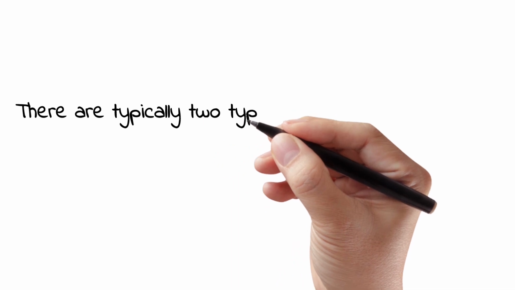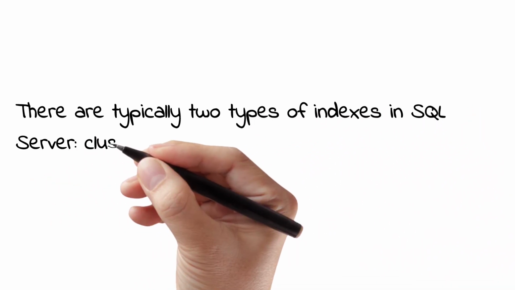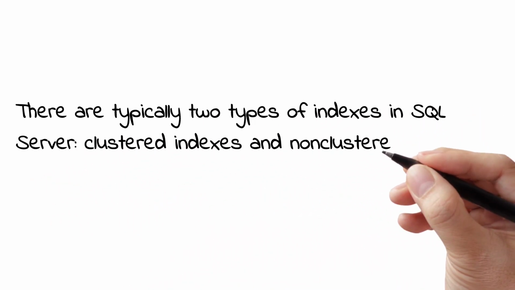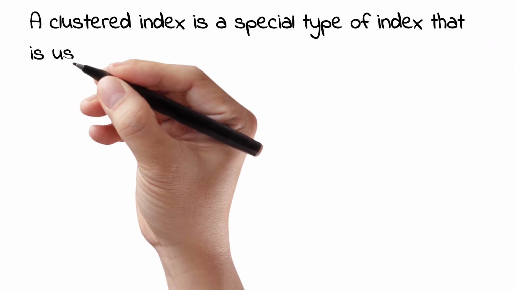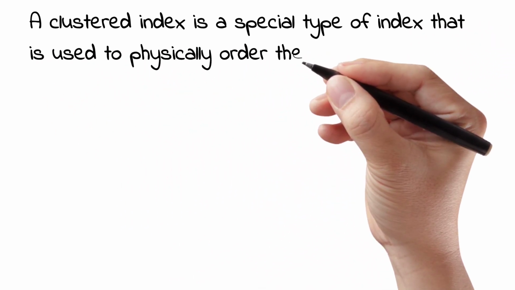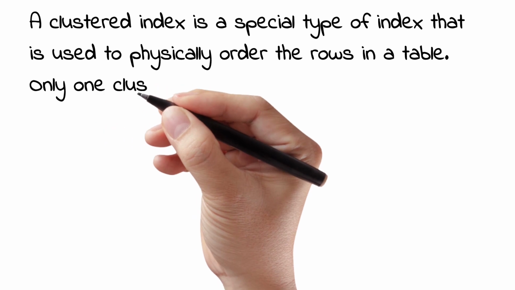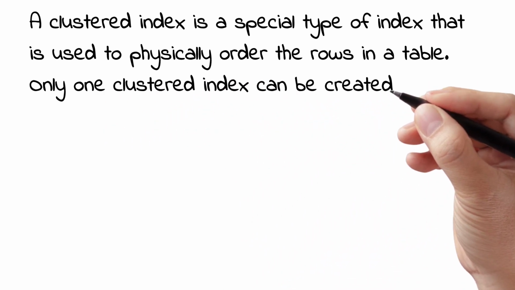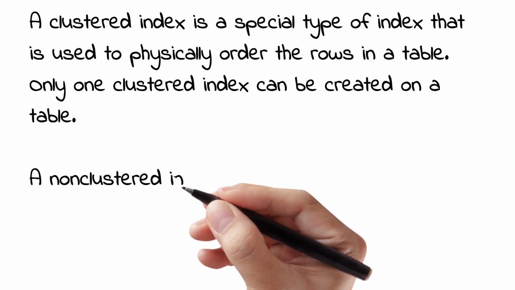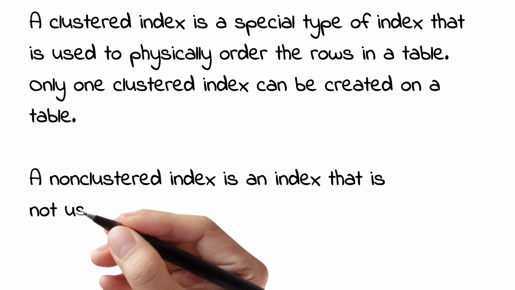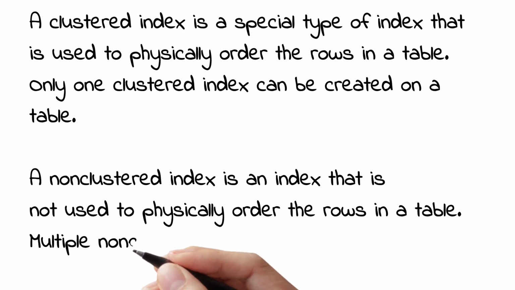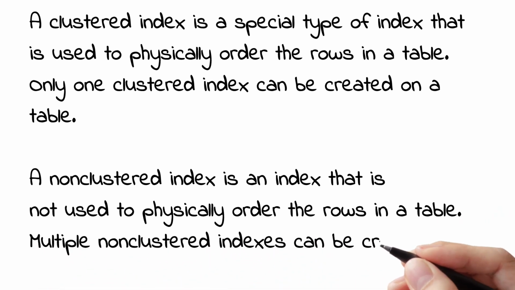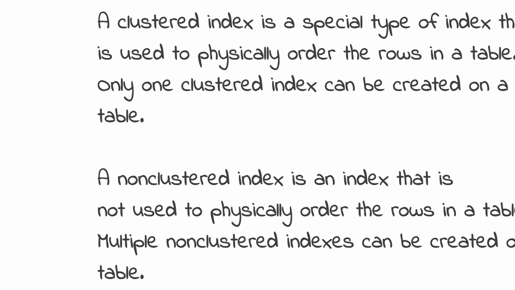Typically, there are two types of indexes in SQL Server. First, clustered index and another is non-clustered index. A clustered index is a special type of index that is used to physically order the rows in the table. Only one clustered index can be created on the table. A non-clustered index is an index that is not used to physically order the rows in the table. Multiple non-clustered indexes can be created on a table.